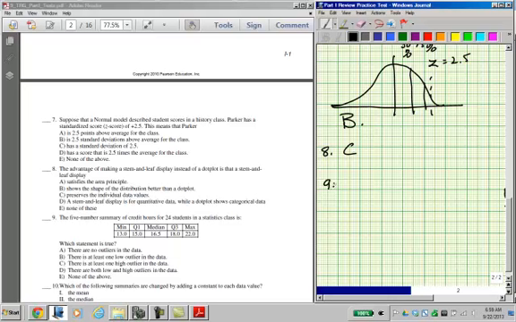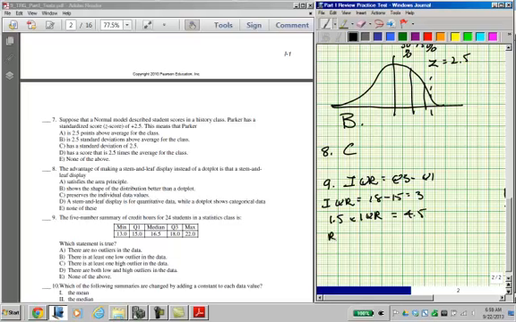9. The 5-number summary for 24 students in a statistics class. Which statement is true? There are no outliers. Well, is that true or not? IQR equals Q3 minus Q1, which means the IQR equals 18 minus 15, which is 3. 1.5 times the IQR is used to compute the outlier fence, which is going to equal 4.5.